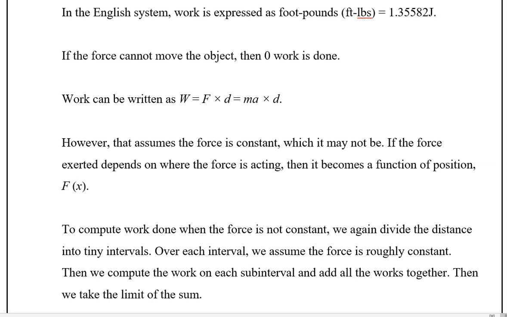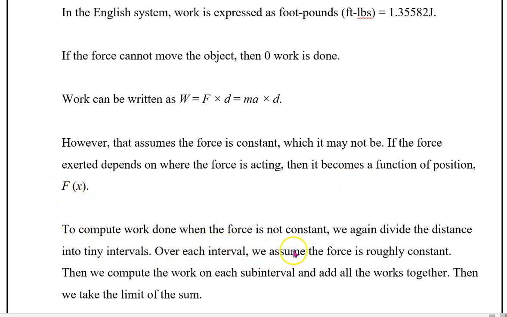Work can be written as the force being multiplied by the distance through which the object is moved. Since force can be written as the mass of the object times the acceleration, we can write it as mass times acceleration times distance. This assumes, however, that the force is constant, which it may not be. In fact, it often is not. If the force exerted depends on where the force is acting, then it becomes a function of position, which we can write as f of x.